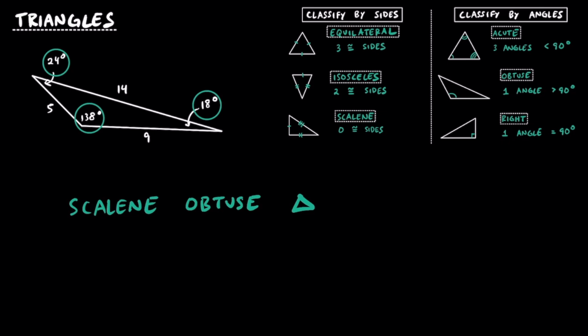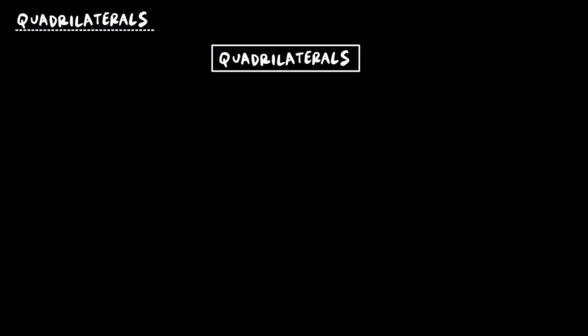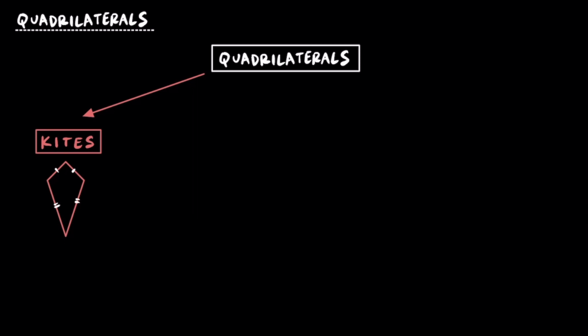Basically, we can just give these triangles nicknames based on how their side lengths look and how their angle measures look. Now let's take a peek at some different types of quadrilaterals or 4-sided polygons. In the world of quadrilaterals, we have these first types of shapes called kites. Here's a drawing of a kite, and you can see that the top 2 adjacent sides are the same length and the bottom 2 adjacent sides are also the same length. We're not really going to talk about kites in this video, but just know that they have 0 pairs of parallel lines.